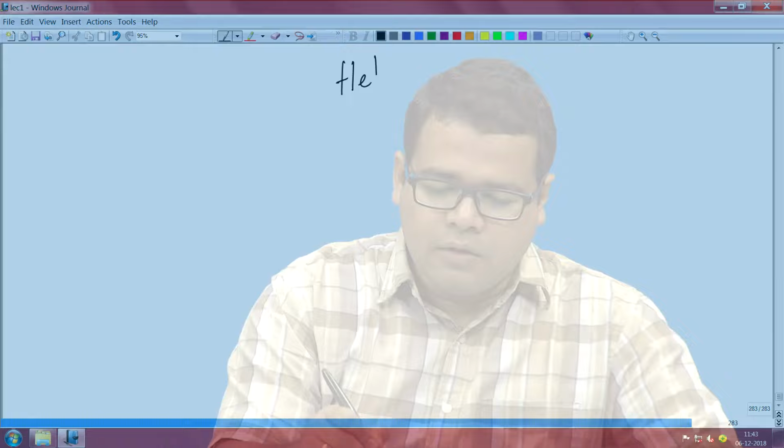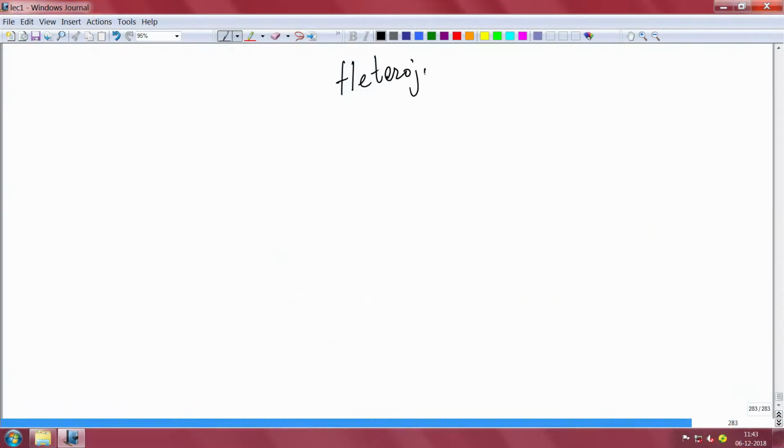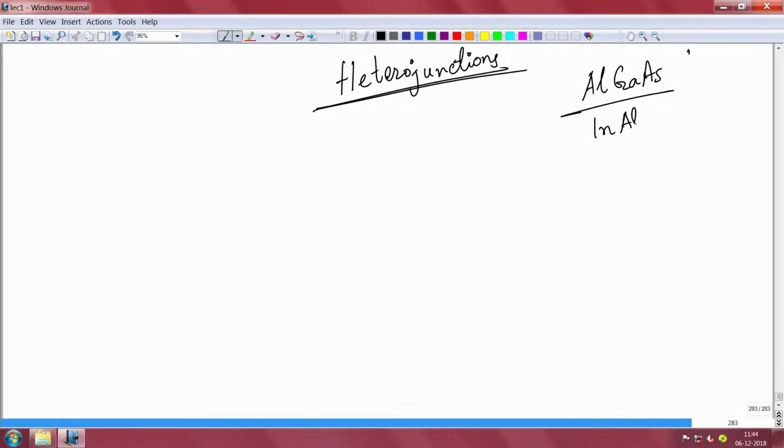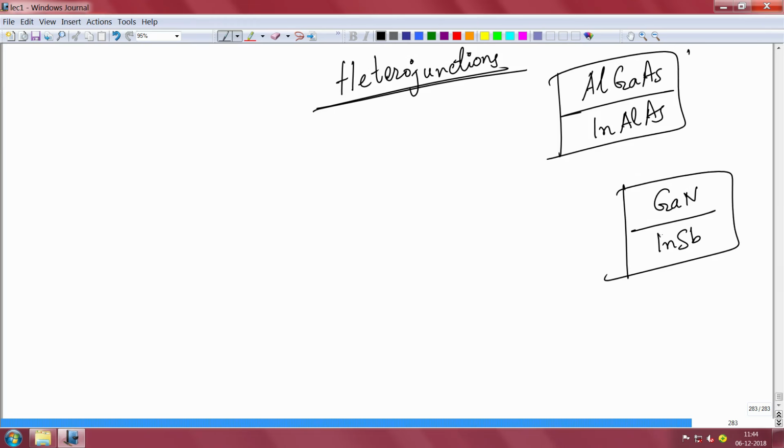Okay, so we'll come to the whiteboard here. I told you that heterojunctions are essentially the junction between two dissimilar materials. Typically, to have them grow on top of each other, we need them to be of the same family. For example, you can have a heterostructure of aluminum gallium arsenide on top of indium aluminum arsenide, because they are of the same family. But you cannot randomly have gallium nitride on, say, indium antimonide. You will not be able to get crystalline material.